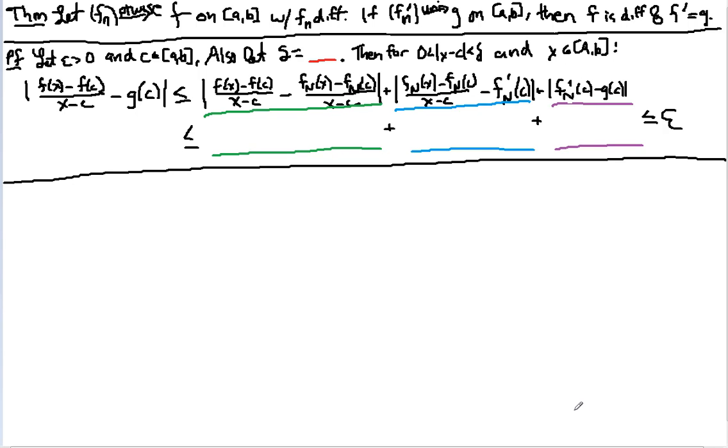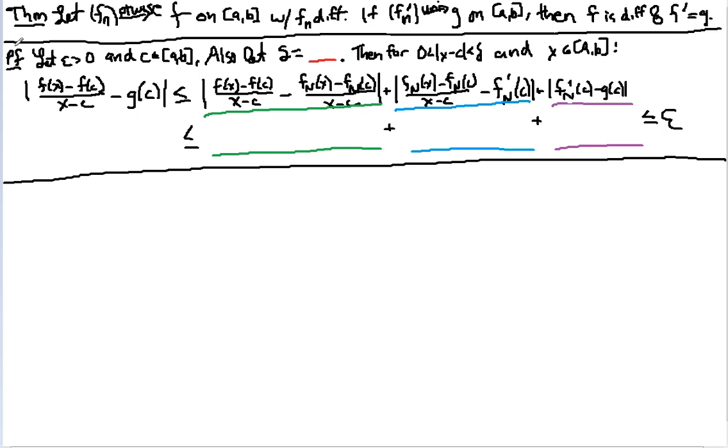We will prove the following theorem. If f_n converges to f pointwise on a closed interval, and each of the f_n is differentiable with f_n prime going uniformly to g on the interval, then two things: f is differentiable and f prime equals g. And the big picture of how we're going to prove it is right here.